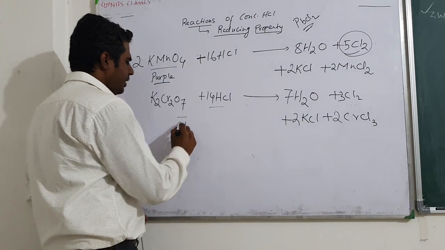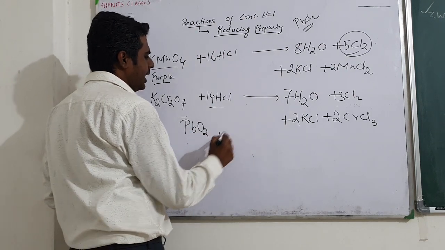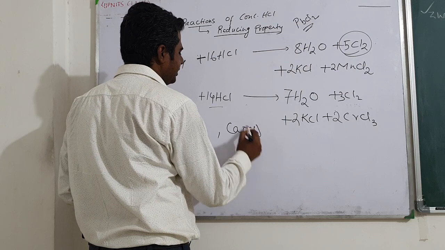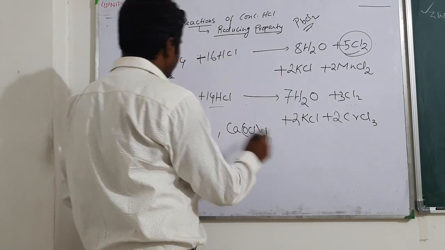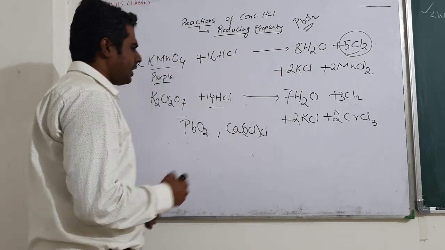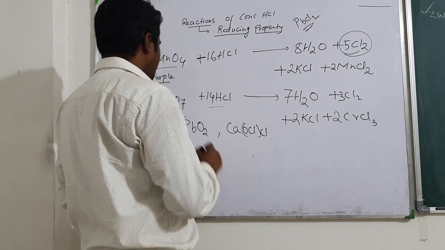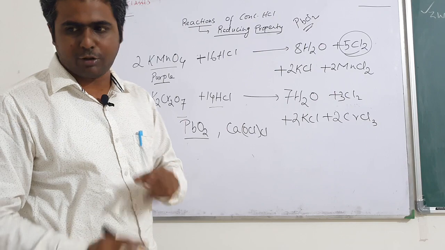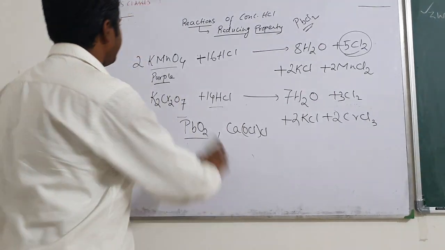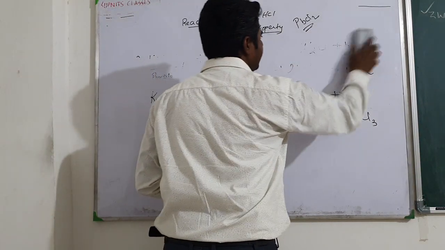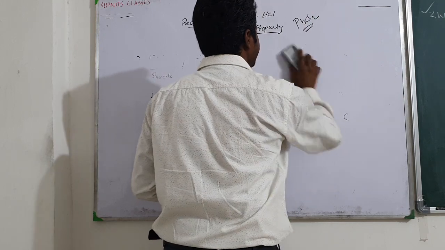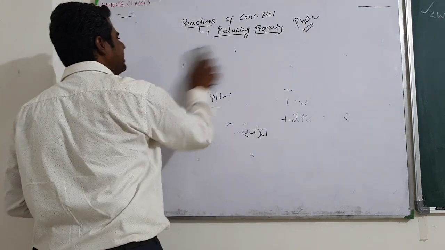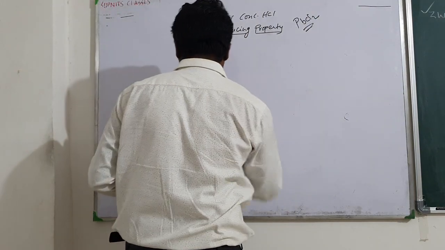I will give you a homework of two compounds, PbO2 and CaOCl2. Do both of these with concentrated HCl, try to find out what the products are. Now for PbO2, obviously PbCl2 is going to get formed. PbCl2 is a very important compound, you know. I have also written PbCl2 over here. Whenever PbCl2 gets formed, it is a white precipitate.